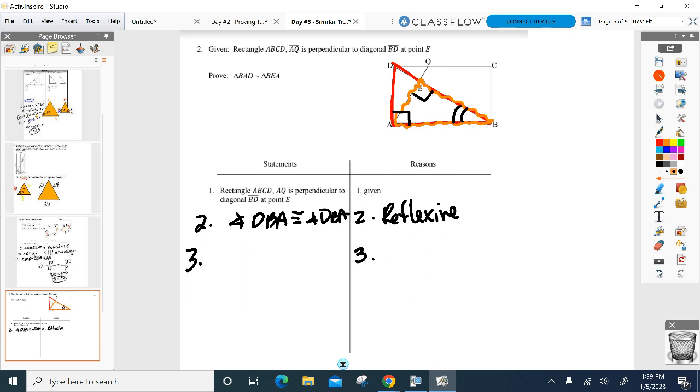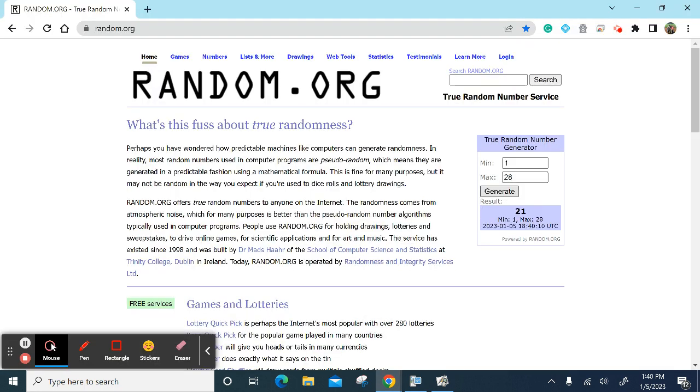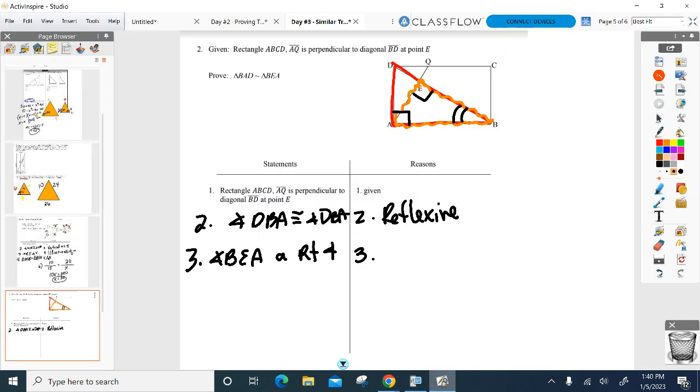So let me do angle BEA first. Why is angle BEA a right angle? How do I know that's a right angle? BEA. Talk to me. Perpendicular lines form right angles. Whoa, there you go, Dan. How about you? Look at that. Good work.